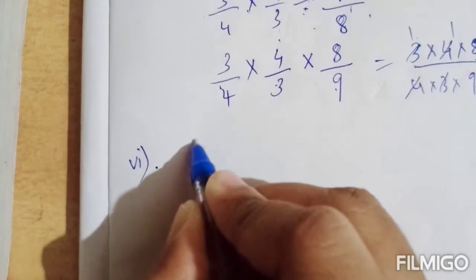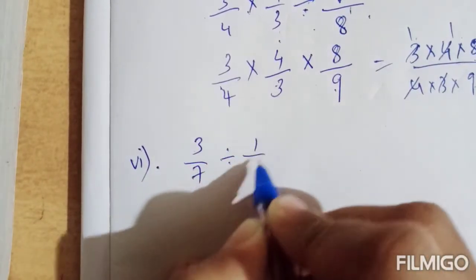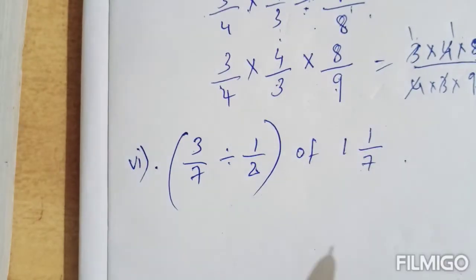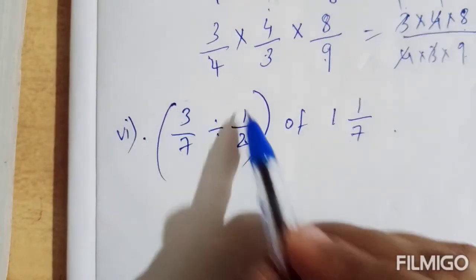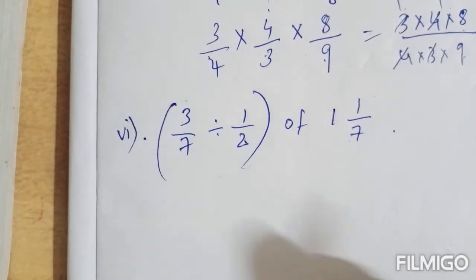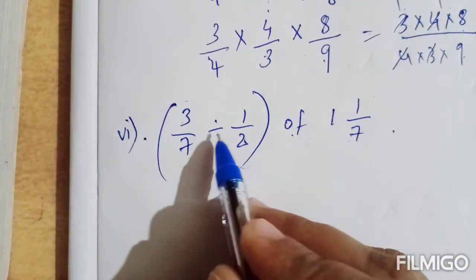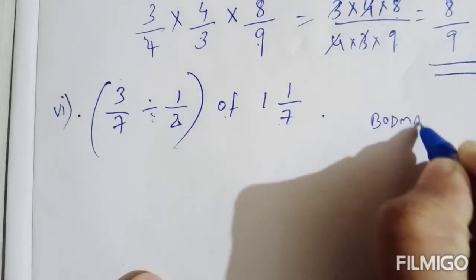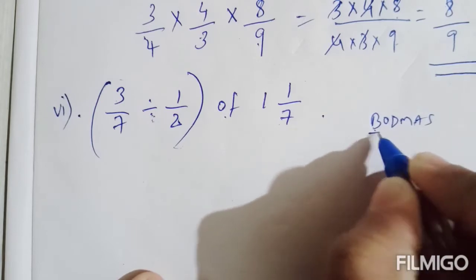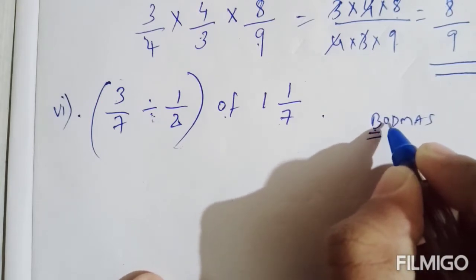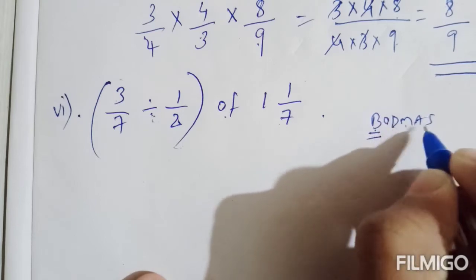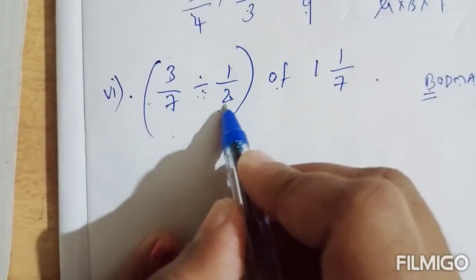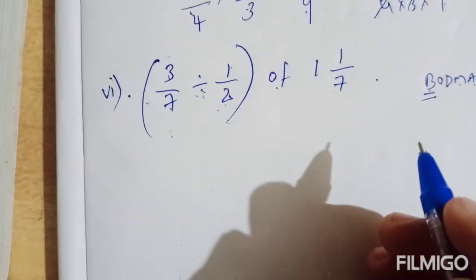Next sixth one, 3 by 7 divided by 1 by 2 of 1 by 7. So here in the question bracket is given and of is coming. Inside bracket it is division. So we have to follow BODMAS. If bracket is there means first you have to solve that. Then of, then division, multiplication, addition, subtraction. So bracket you have to solve first. 3 by 7 divided by 1 by 2 first you need to find.